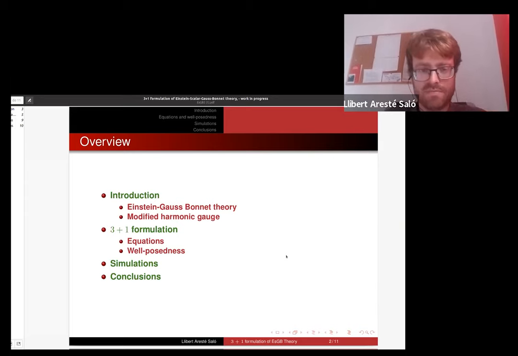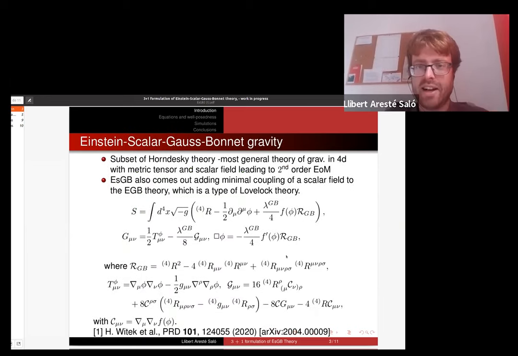conclusions of the work. So Einstein-scalar-Gauss-Bonnet theory, known as ESGB, is nowadays a very well-known modified theory of gravity that is a subset of the Horndeski theories that have already been talked about here today, and that is the most general theory of gravity in four dimensions with a metric tensor and scalar field that leads to second order equations of motion.